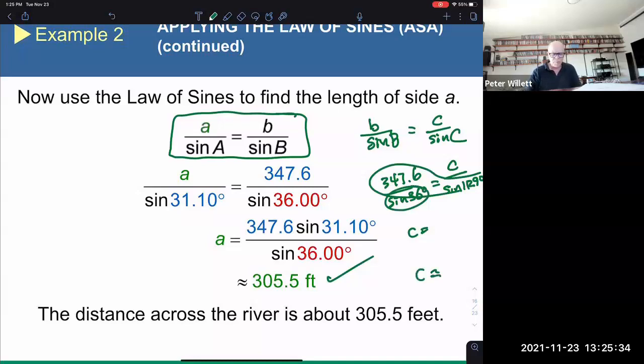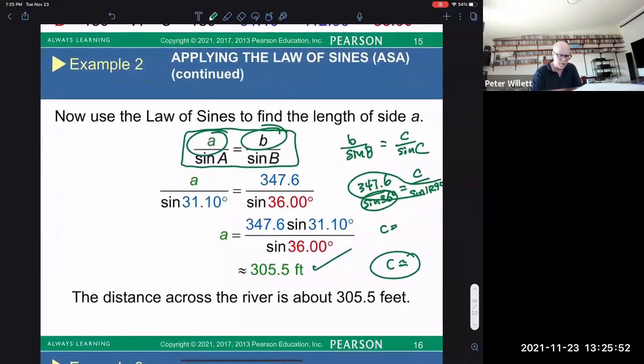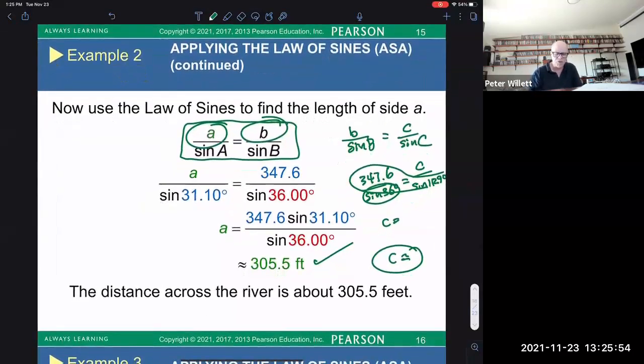So using the same process, it looks just like this, but you would still need to do that for side C. Then you would know side C, you would know side B, you will know side A, which we just got, and you know all 3 angles. You've then solved the triangle. So there's one more step that they didn't illustrate here. You would want to go back and solve for side C as well.